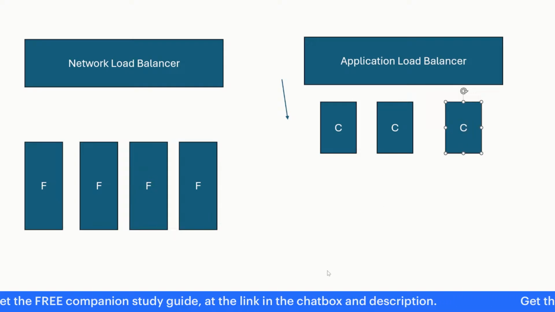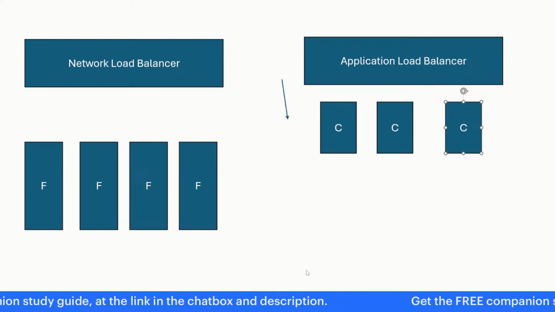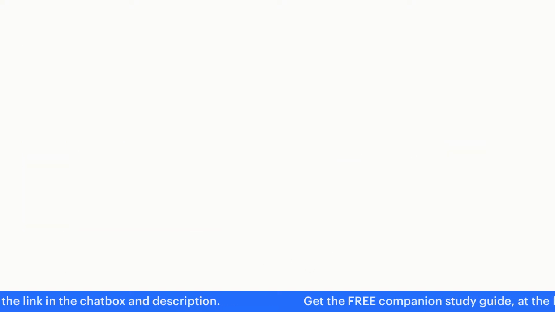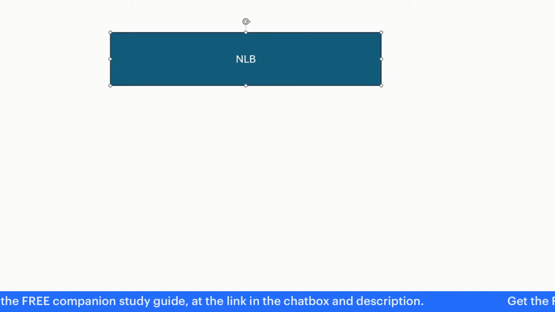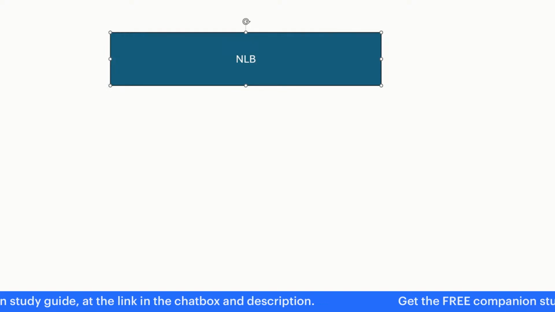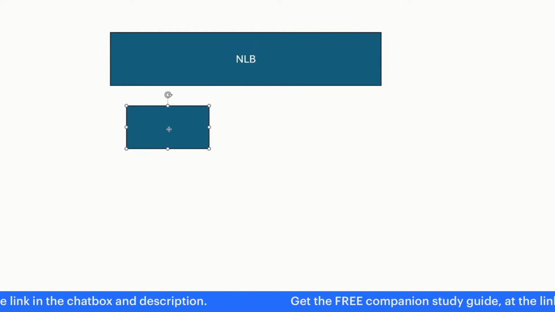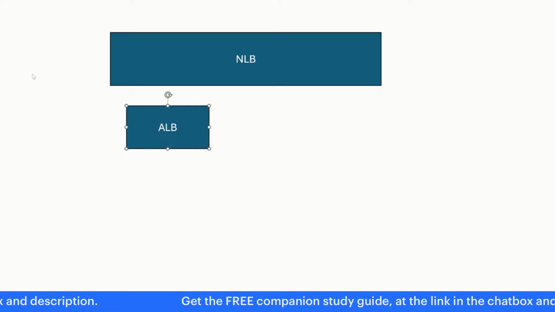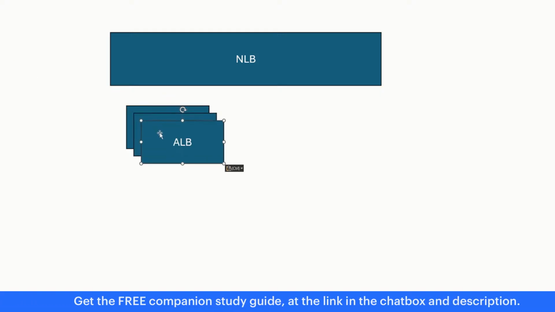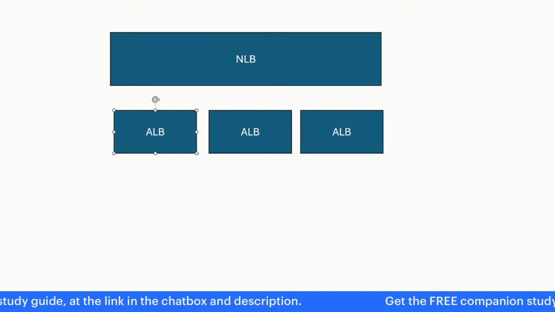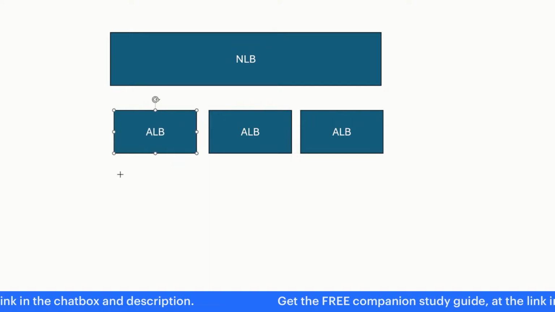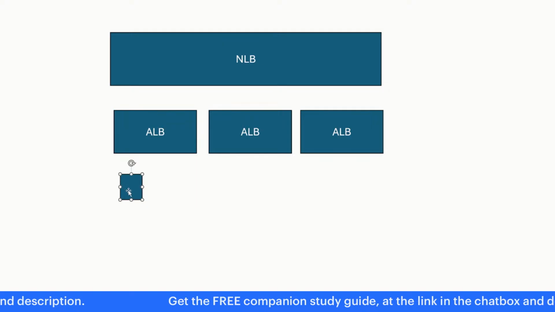Now, what do you do if you need speed and performance? Well, we might do something like this. We might actually have a network load balancer, and we might have several that load balance between several application load balancers. And then underneath that, we could have multiple microservices or servers.